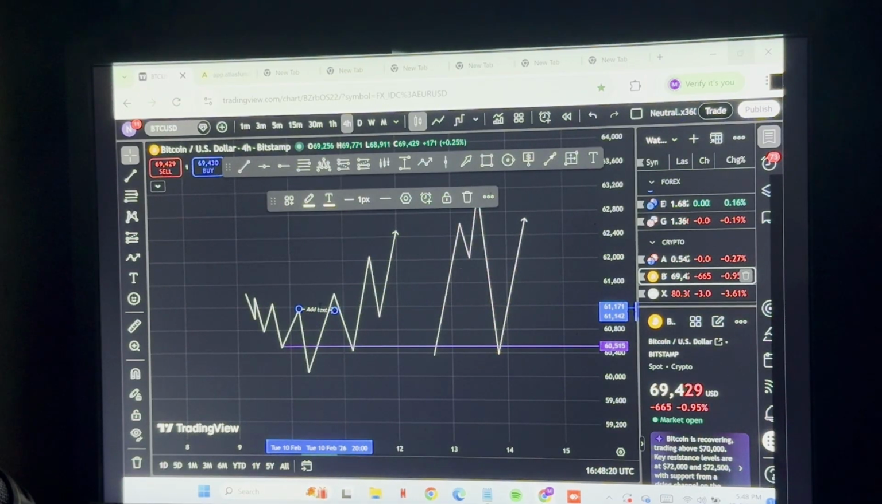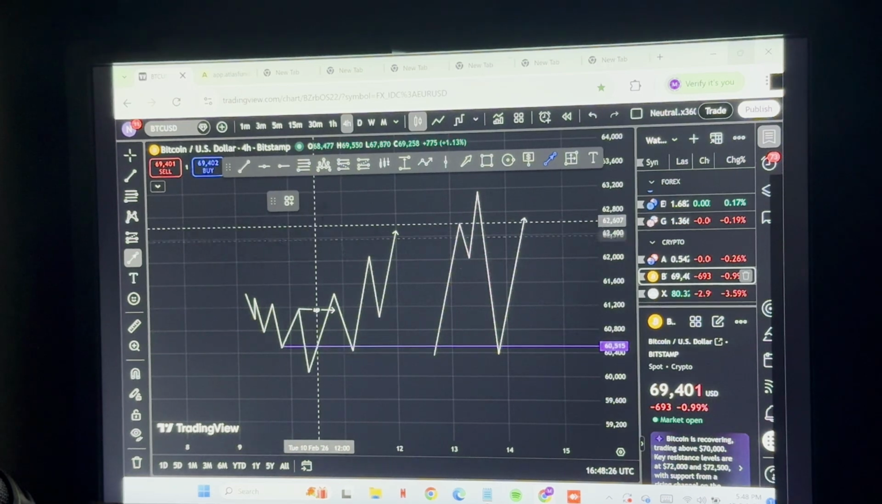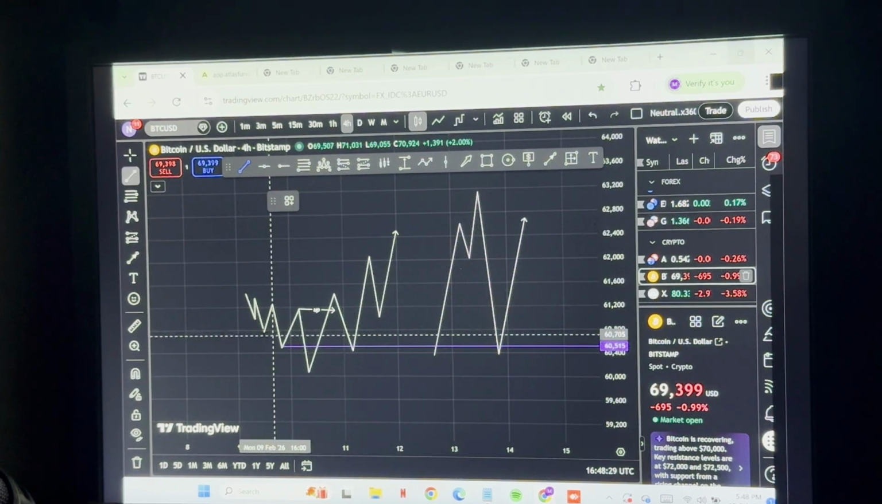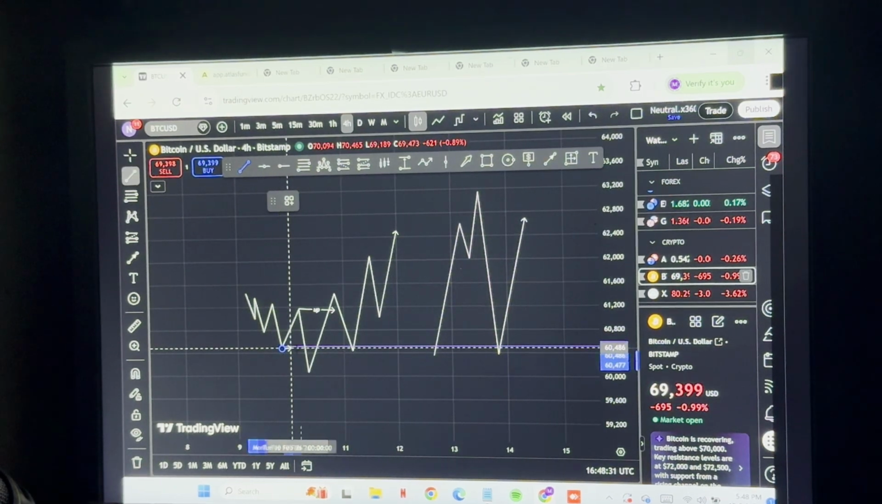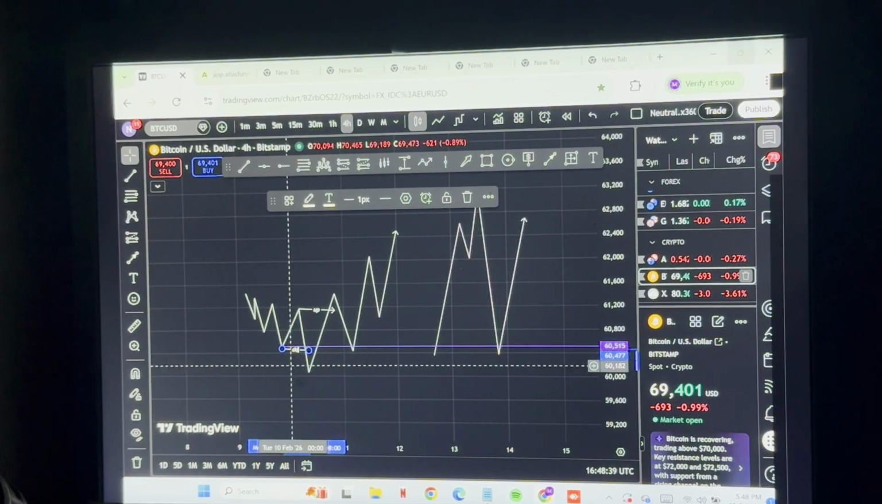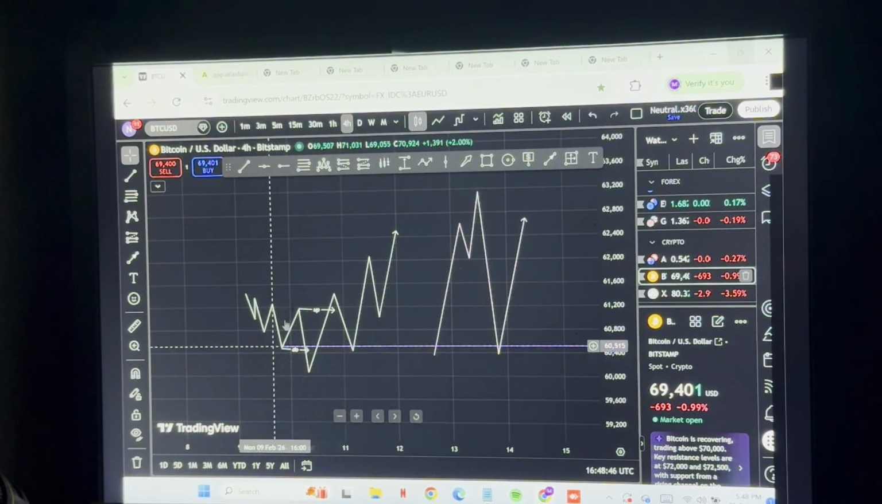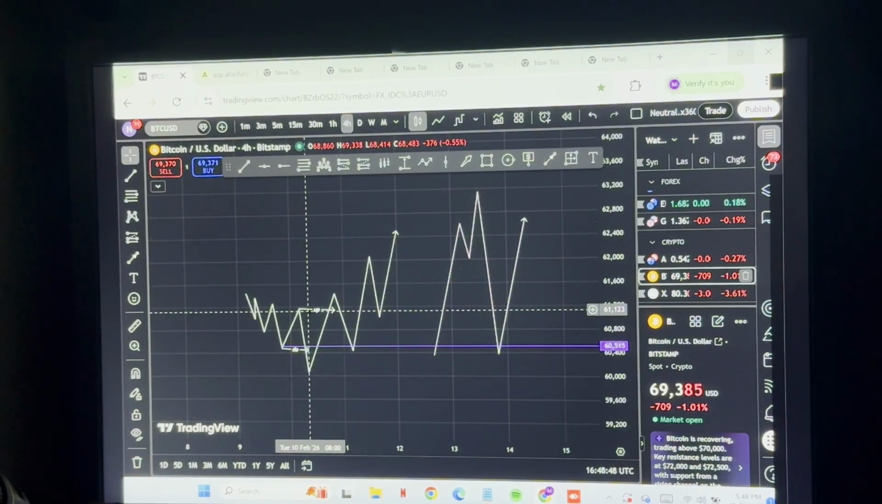Let me mark it so you guys can understand this section properly. Once price breaks above that, it becomes up. Then this will be the last down. So here will be the last down. One thing you guys should know over here is this.